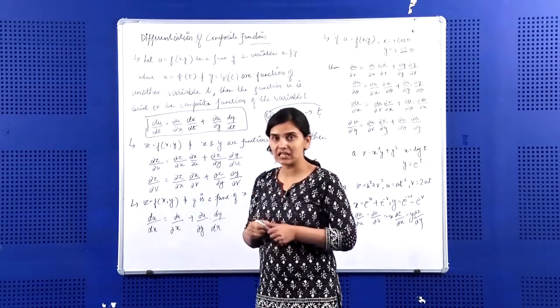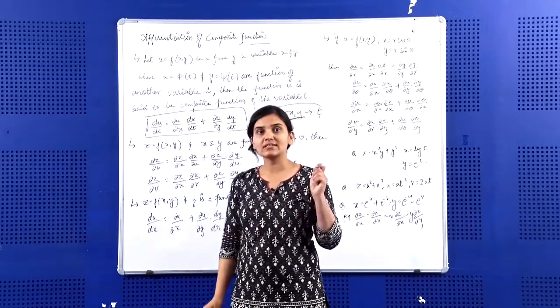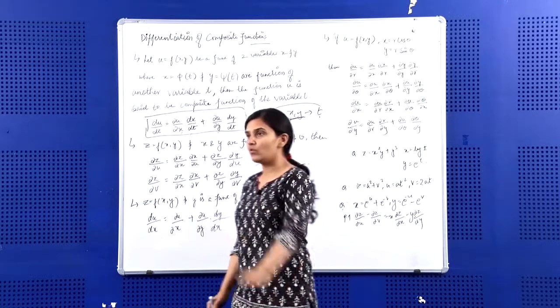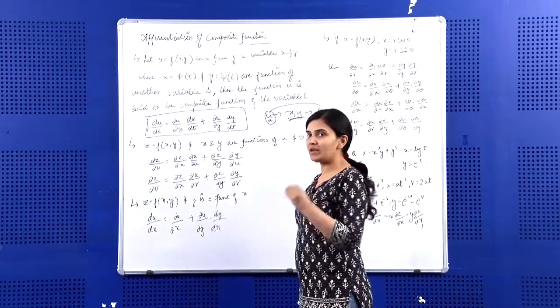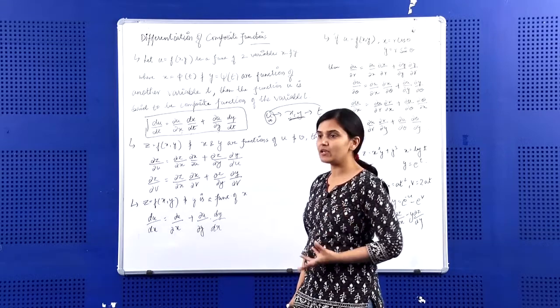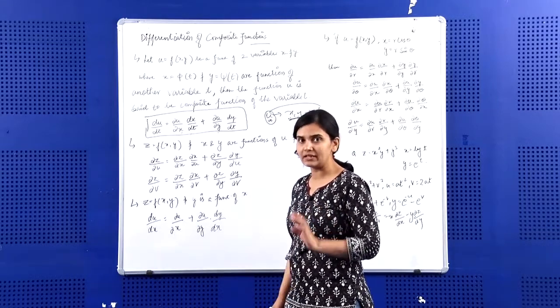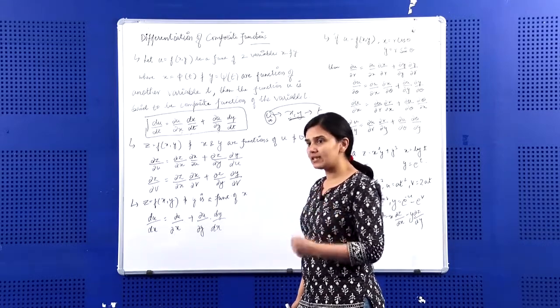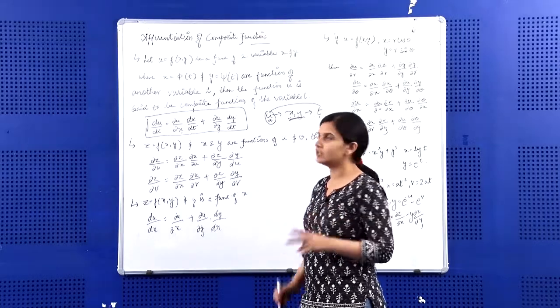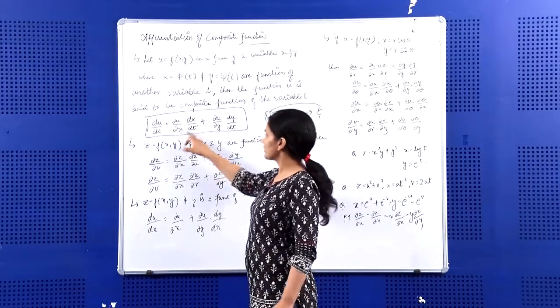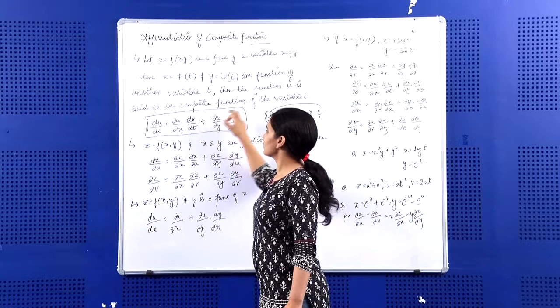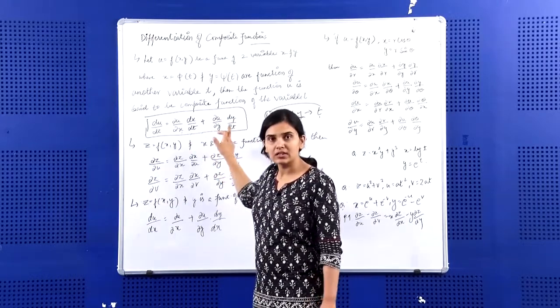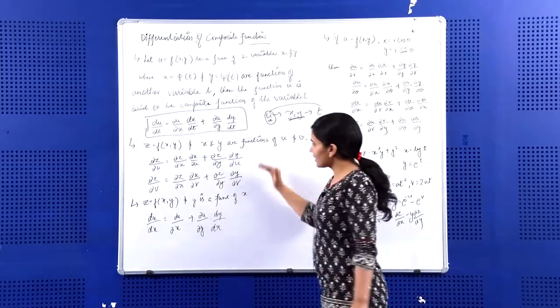That is why be very careful when you are using this d and del operator. We are using d when our dependent variable depends on one independent variable, and we are using del when it depends on more than one variable. Since u is depending on x and y, we are using del, but x and y depend on one variable, that is why we are using just d. The same thing applies here.